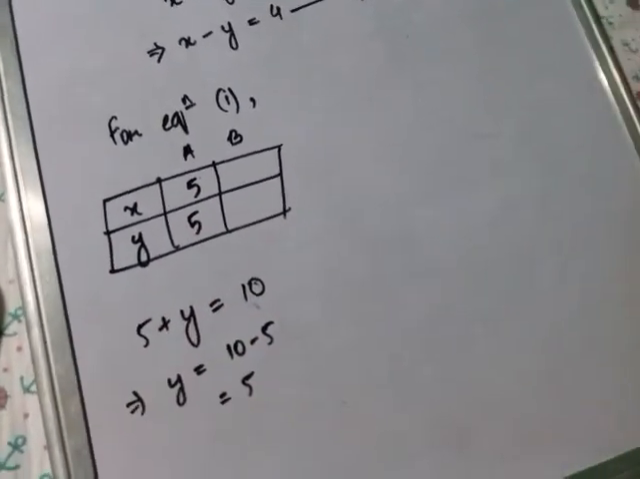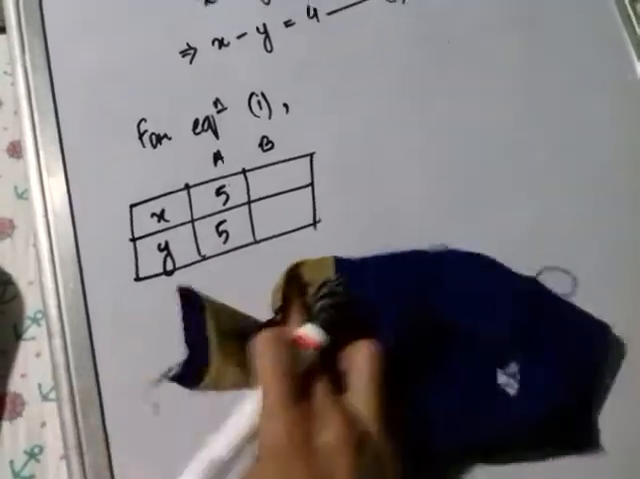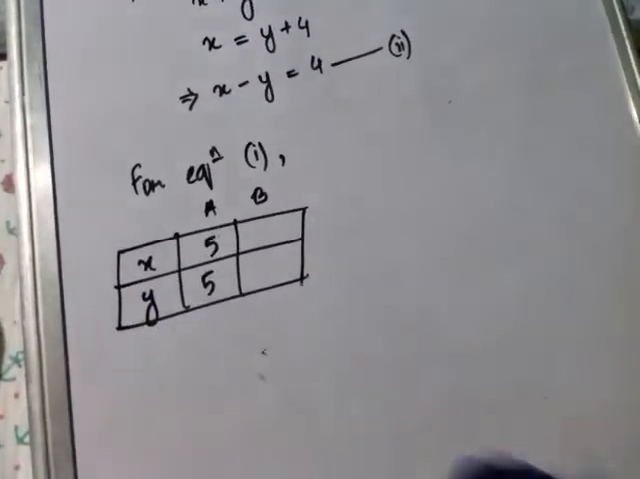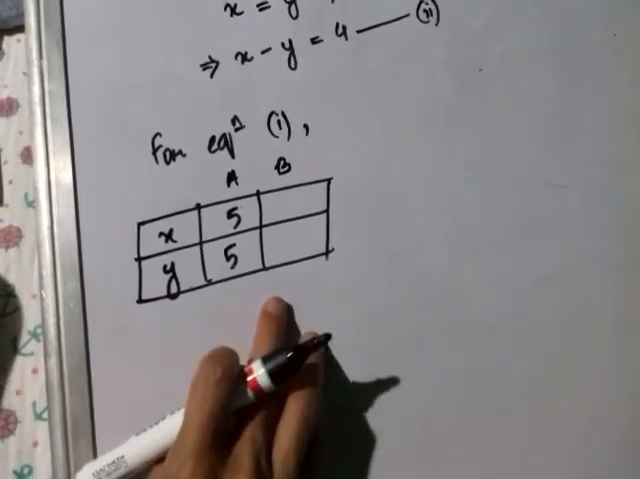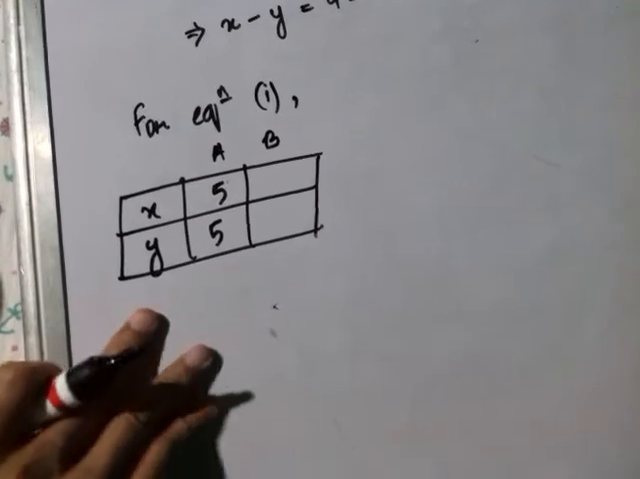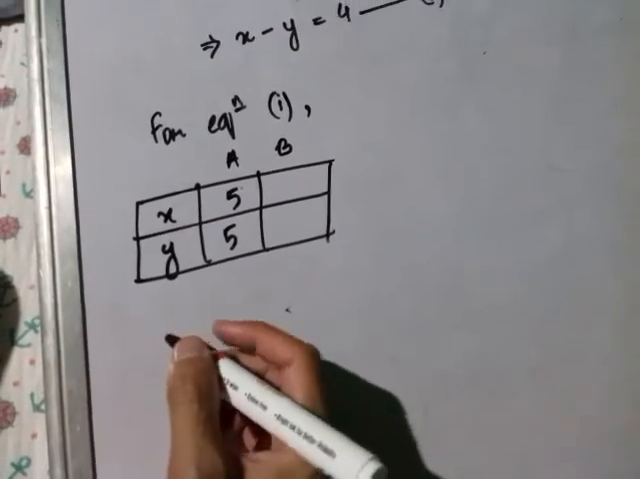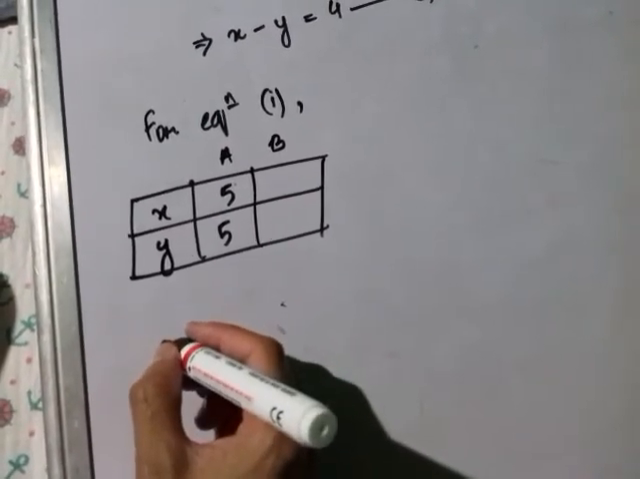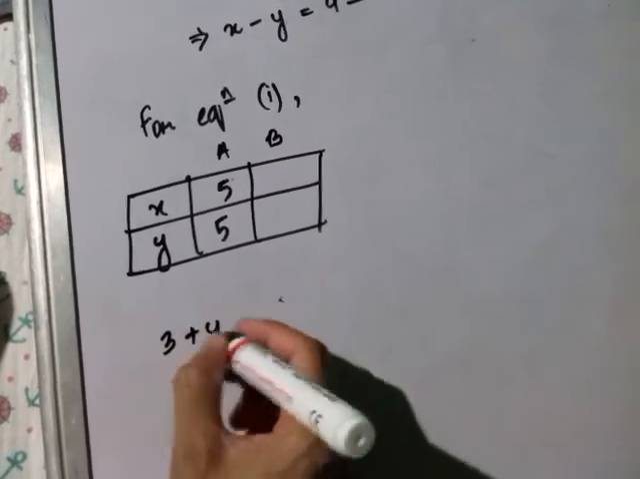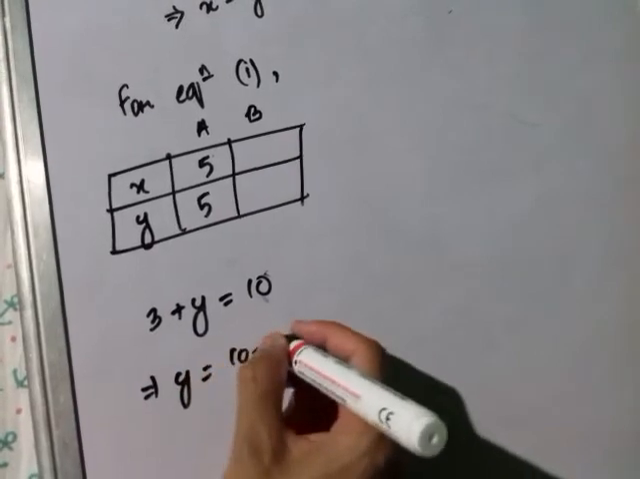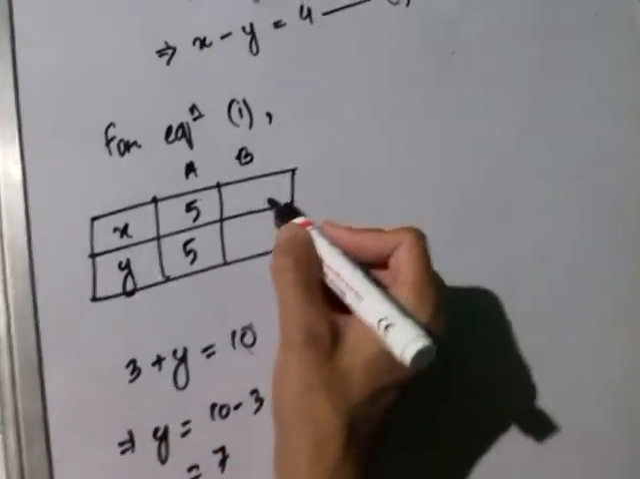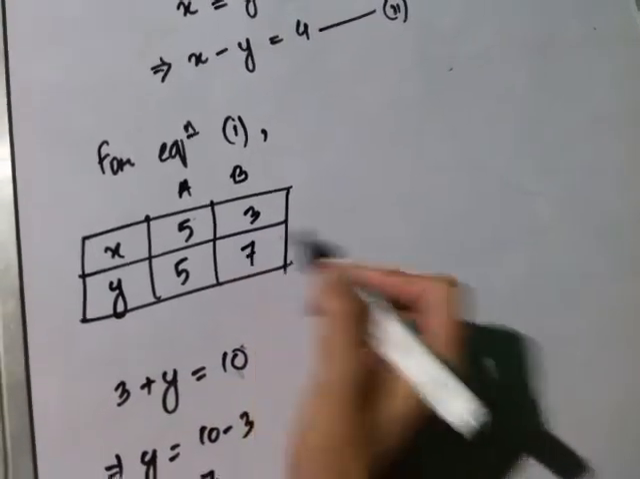Next, no need to write this in your copy. It's just, how to say, imagine. So you will do it in rough, and you will write on the box. The box is the main part. So next will be what? If you take x as 3, that means 3 plus y, this is only for equation 1. y equals how much? 10 minus 3, 7. So if you take x as 3, y will be 7.